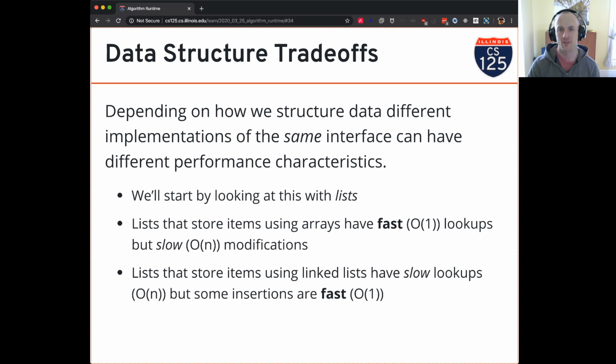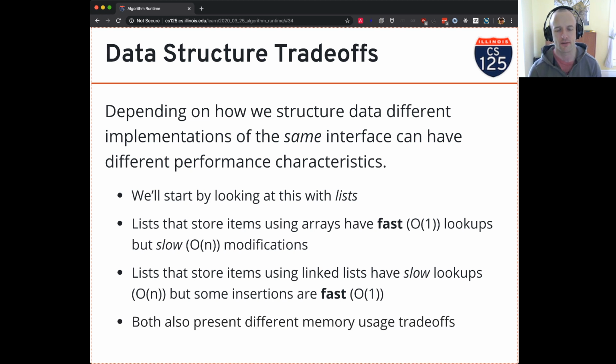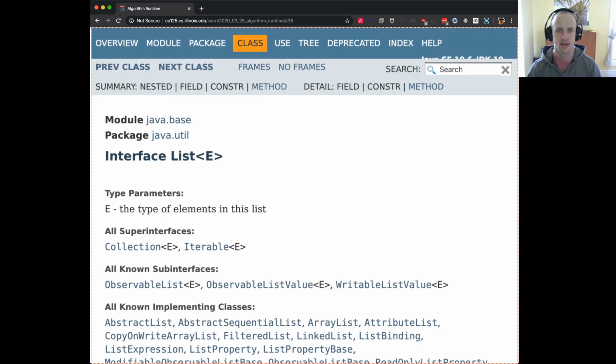So if I insert in certain places in the list, particularly at the front or at the back, then the insertions will be quite quick, right? And these will also present different memory usage trade-offs, right?